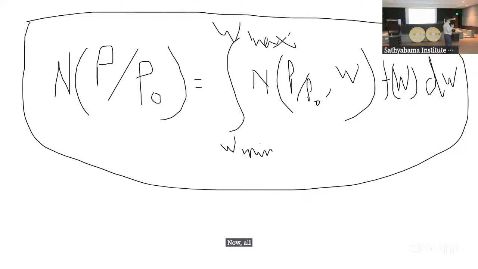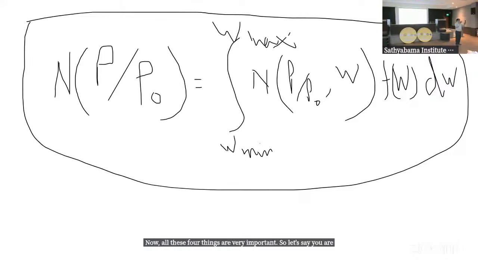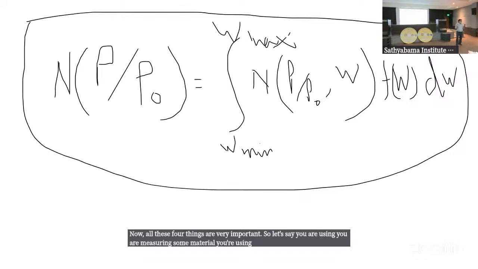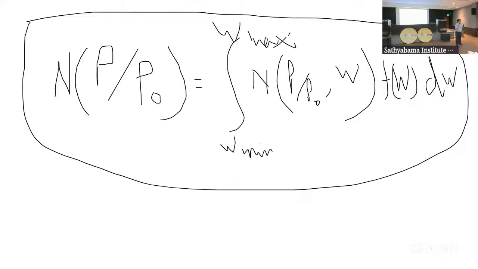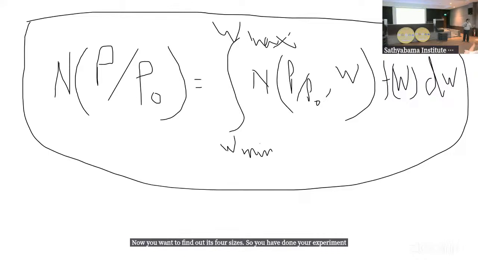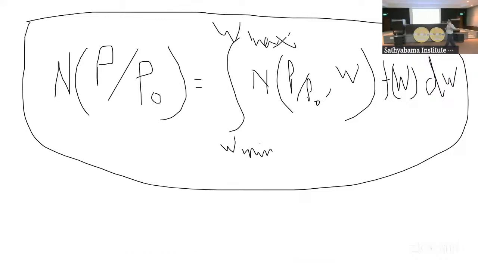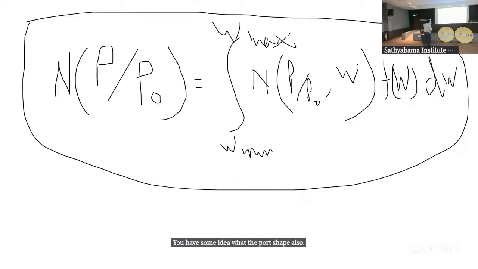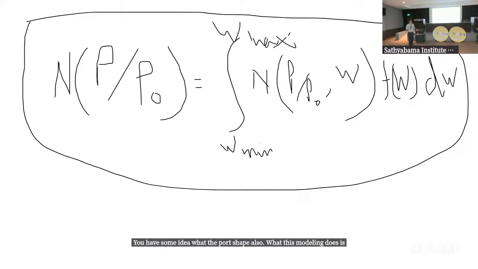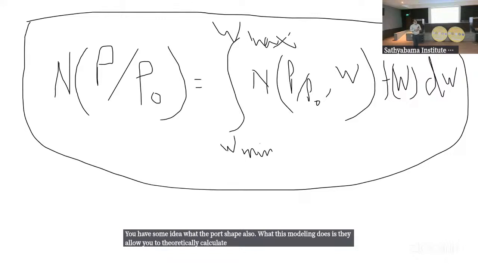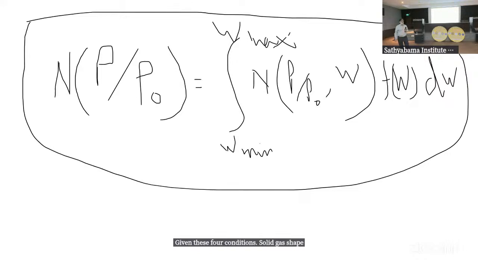Now, all these four things are very important. So let's say you are measuring some material. You did your measurement of gas adsorption, and now you want to find out its pore sizes. So you have done your experiment on a particular solid type, using a particular gas at a particular temperature. You have some idea about the pore shape also. What this modeling does is it allows you to theoretically calculate the isotherms given these four conditions: solid, gas, shape, and temperature. You can make theoretical isotherms.